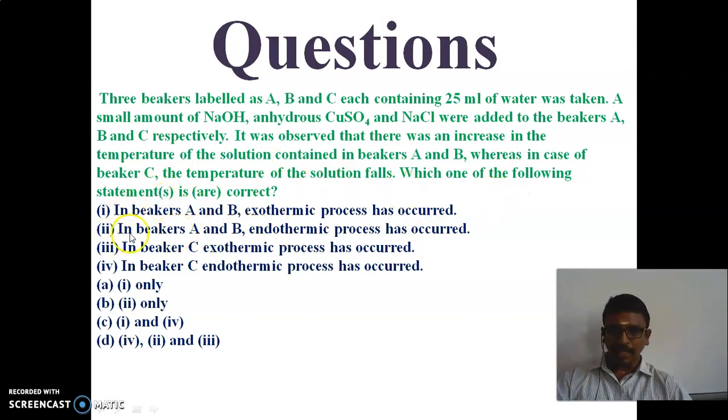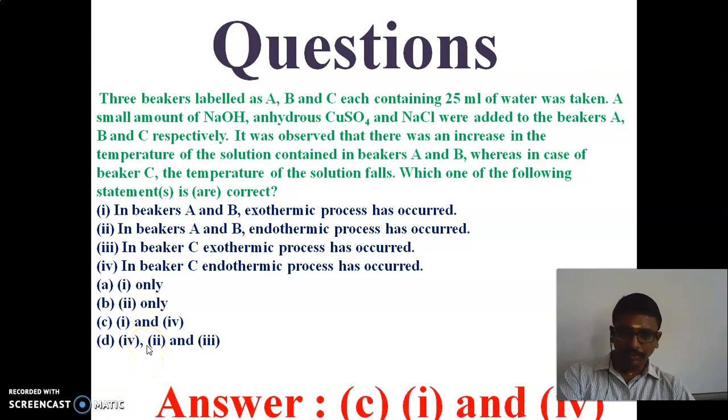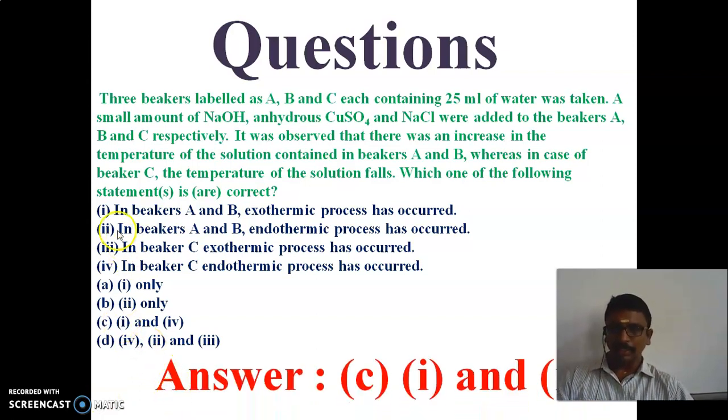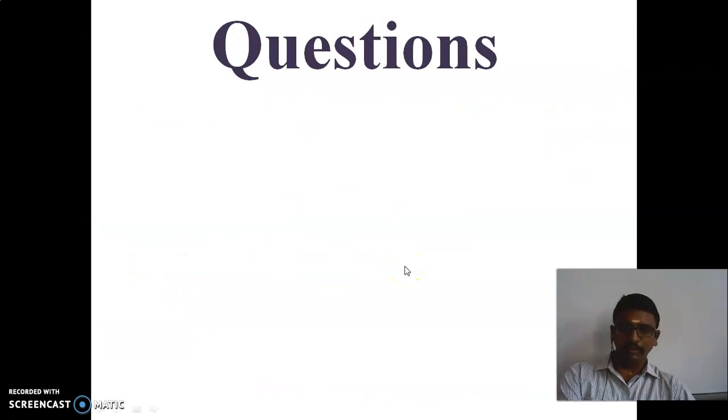And second statement, in beakers A and B, endothermic. It is endothermic? No. The beaker A and B is exothermic. And in beaker C, exothermic process has occurred. Yes. Beaker C is exothermic? No. It is endothermic. So which option is correct? Yeah, C. The first A and B is exothermic, and fourth option, C is endothermic process.